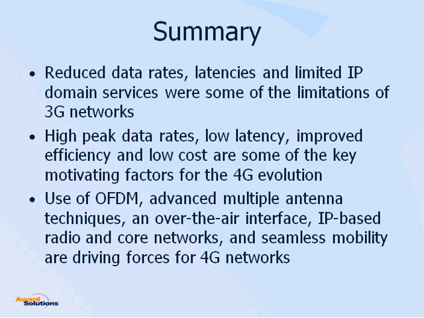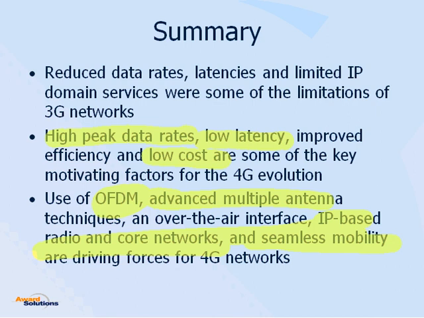Okay, let's summarize. Why should we go to LTE? High peak rate, as high as 300 megabits per second in the downlink, 75 in the uplink. It will help us reduce the latency. We are becoming more efficient, so bits per second per hertz is pretty good for LTE. Cost per bit is going down. How can we get better performance? We use OFDMA technology, advanced antenna techniques, and IP-based radio and core networks give us scalability and seamless mobility. So we have interworking defined between LTE and 3G systems such as UMTS and 1X, EVDO. So that's what we have for today.